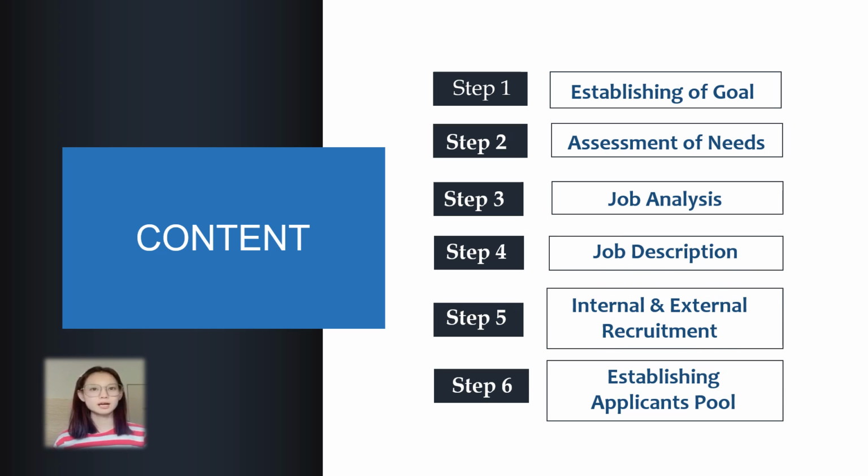This video will highlight 6 processes on how to do a recruitment plan. First, establishment of goals. Second, assessment of needs. Third, job analysis. Fourth, preparation of job description. Fifth, internal and external recruitment. And the last one is establish applicable.